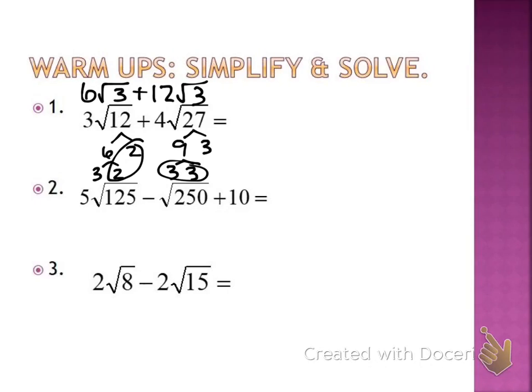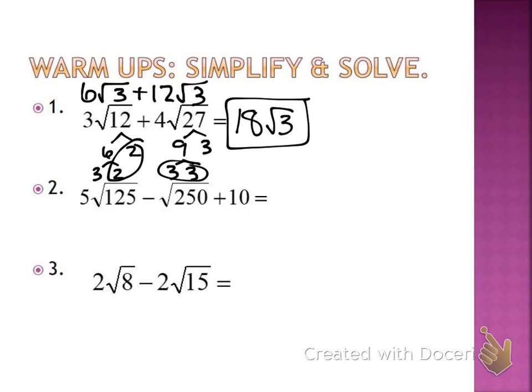When we go to add them together, what gets added? The coefficients, which in this case are 6 and 12. 6 plus 12 is 18. What's under the radical? A 3. The part under the radical does not change. So our final answer is 18 root 3. Questions on that one?